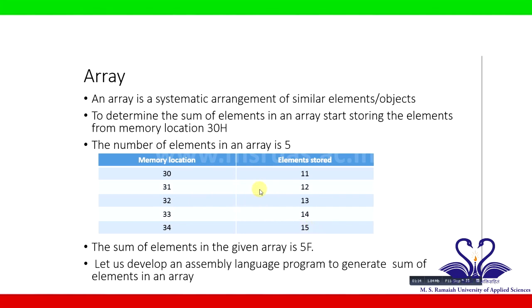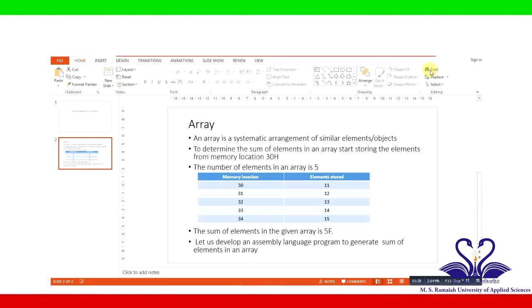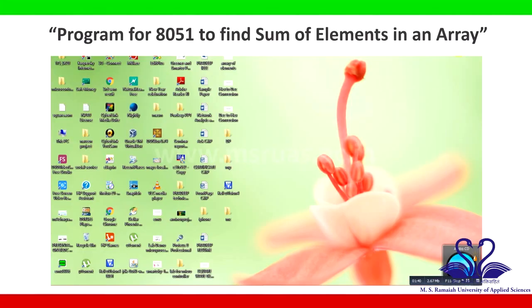So we will have to write an assembly language program to add all these numbers, and the final result we obtain after adding 11, 12, 13, 14 and 15 is 5F in hexadecimal. This value has to be stored in some other memory location, which is considered to be 40H. So now, knowing these basics about the sum of elements in an array, let us start programming.